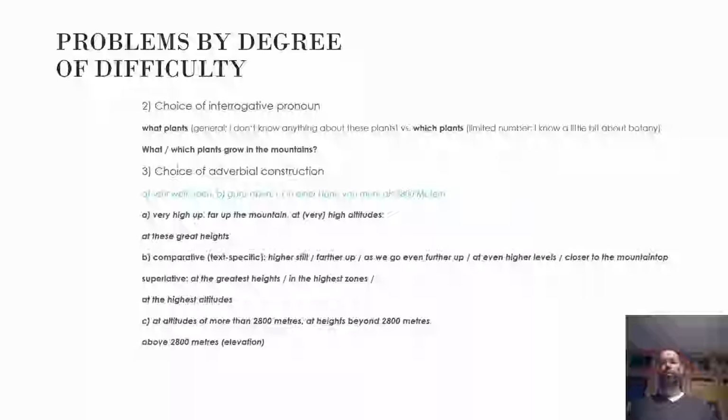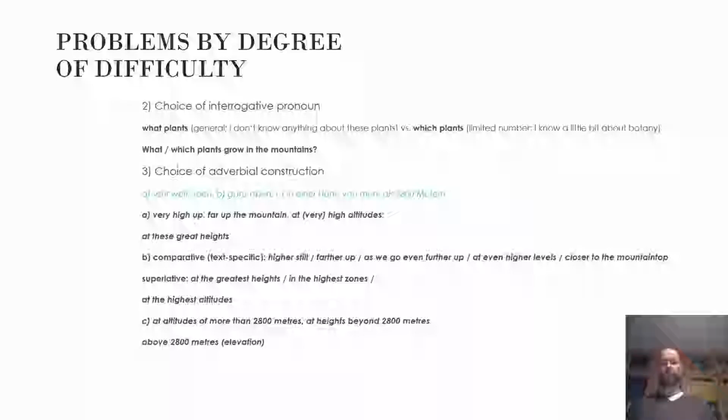You would use which plants if you assume that they already know a bit about plants, a bit about botany, and they might already have heard, for instance, of the snowbell and other plants that grow in their own garden, for instance. So in this case, we would prefer to use which plants. So we can say both what plants or which plants grow in the mountains.